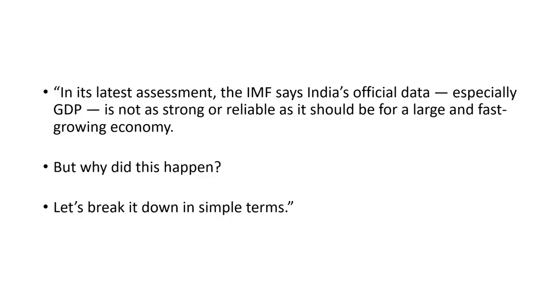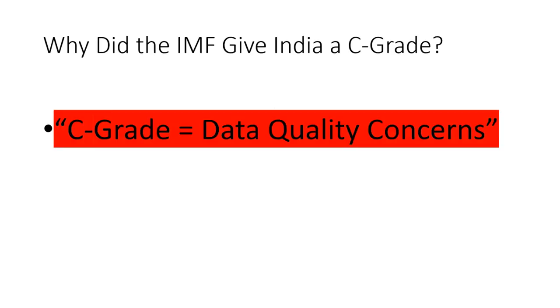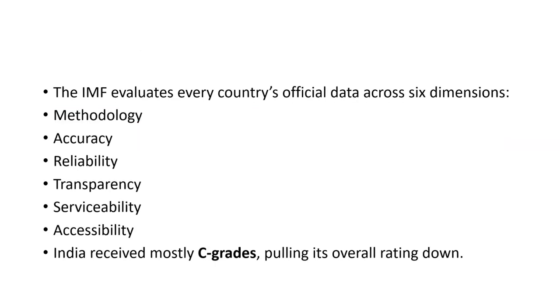But why did this happen? Let's break it down in simple terms. Why did the IMF give India a C grade? C grade, which means data quality concerns. The IMF evaluates every country's official data across six dimensions: methodology, accuracy, reliability, transparency, serviceability, accessibility. India received mostly C grades, pulling its overall rating down.